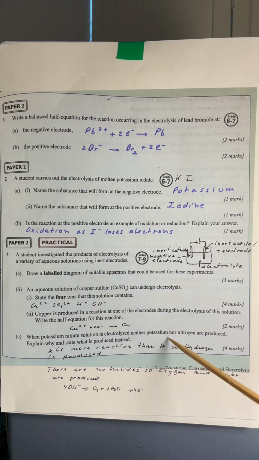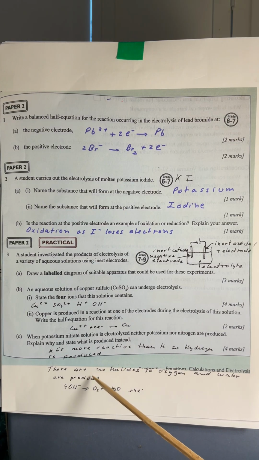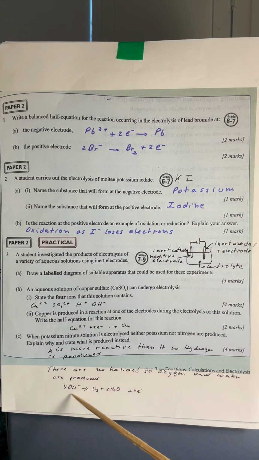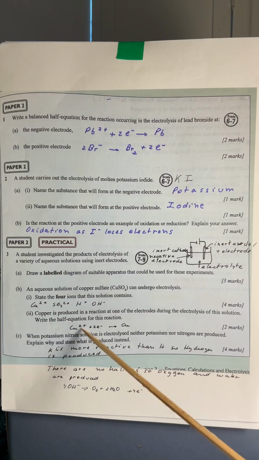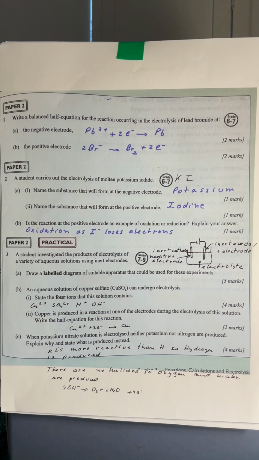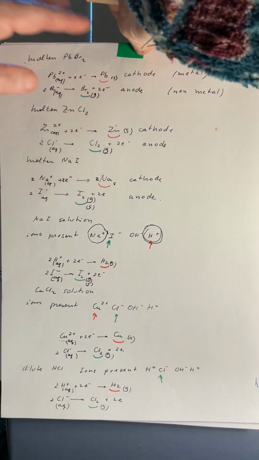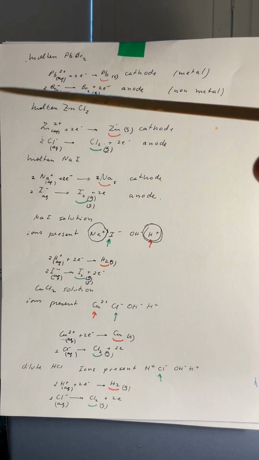Potassium is more reactive than hydrogen, so hydrogen is produced. And because there are no halides, from the hydroxide of water, oxygen is produced, and you don't produce nitrogen because the nitrate group does not electrolyze. And then they also can ask just to write the half equations of the electrolysis.